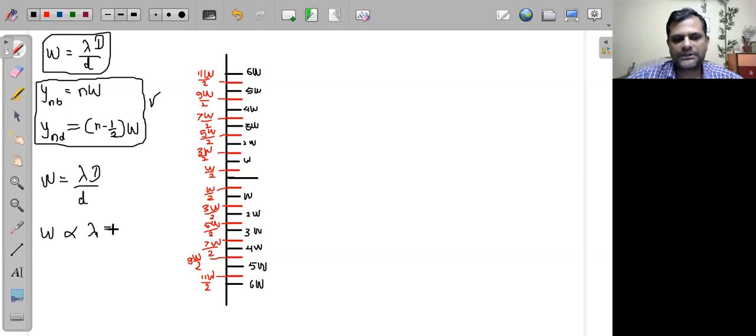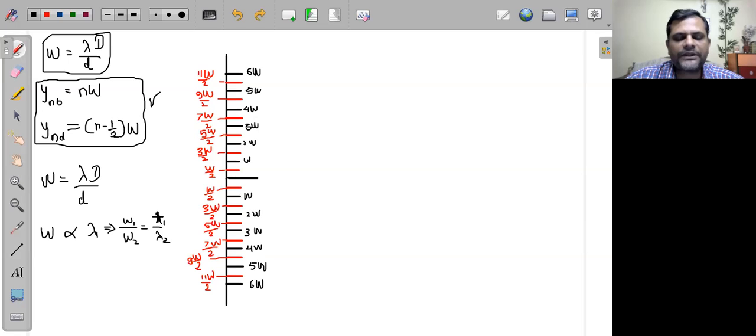This means that W1 upon W2, that is bandwidth in the first case upon bandwidth in the second case, will be equal to the wavelength of light in the first case upon the wavelength of light in the second case. If we change the wavelength, then the bandwidth will change in the same proportion as the ratio of the wavelengths. So we have to understand this.